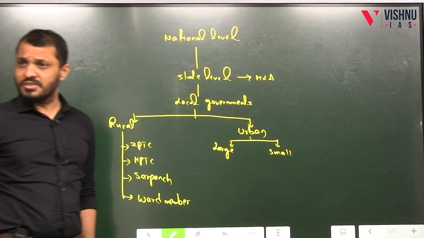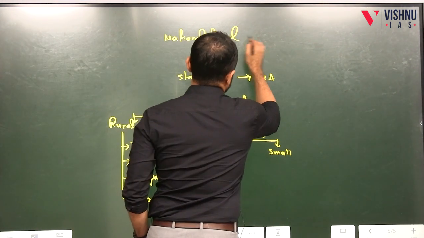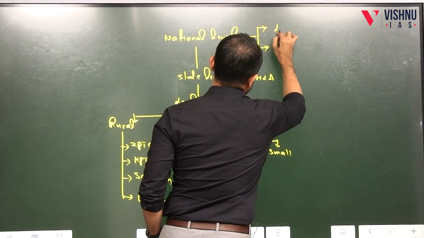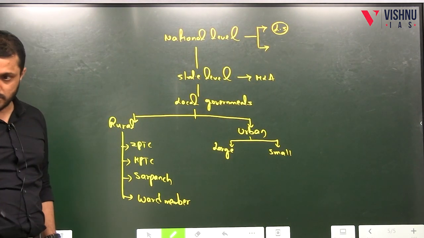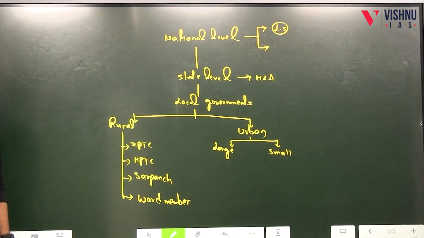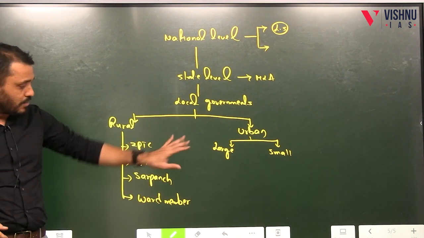At the state level, your representative is the MLA, yes or no? MLA. And at the national level, who is your representative? MP. Which MP, Lok Sabha MP or Rajya Sabha MP? That you have to understand. This is what I am trying to make out. The Lok Sabha MP is the representative. Listen carefully first, then you can write afterwards. I'll give enough time to write.